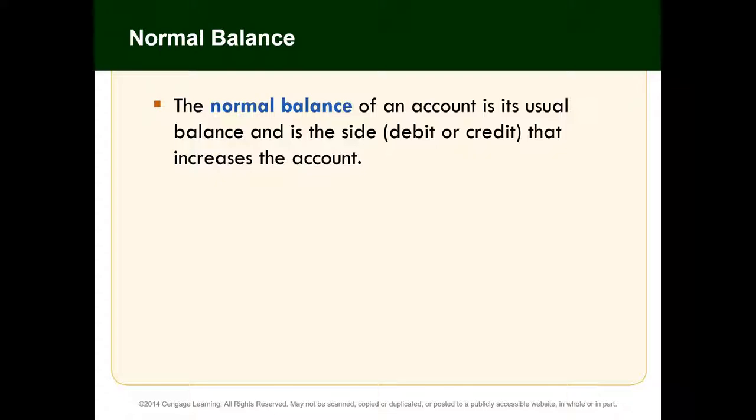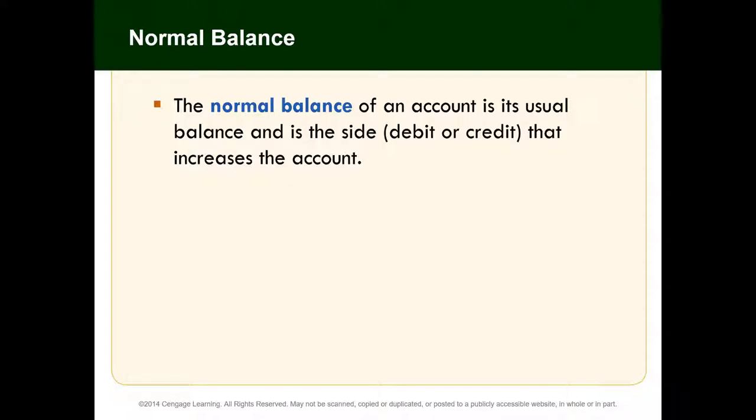We're talking about where the account increases, that's where the normal balance should be. So for all assets, the normal balance should always be on the left side. You don't want to see plus 600 on the right for an asset. Basically, it's supposed to be on the left side.